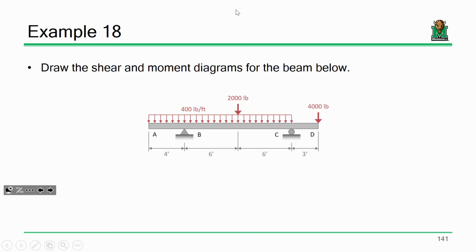Alright, let me get the sign-in sheet started. Let me see something real quick.